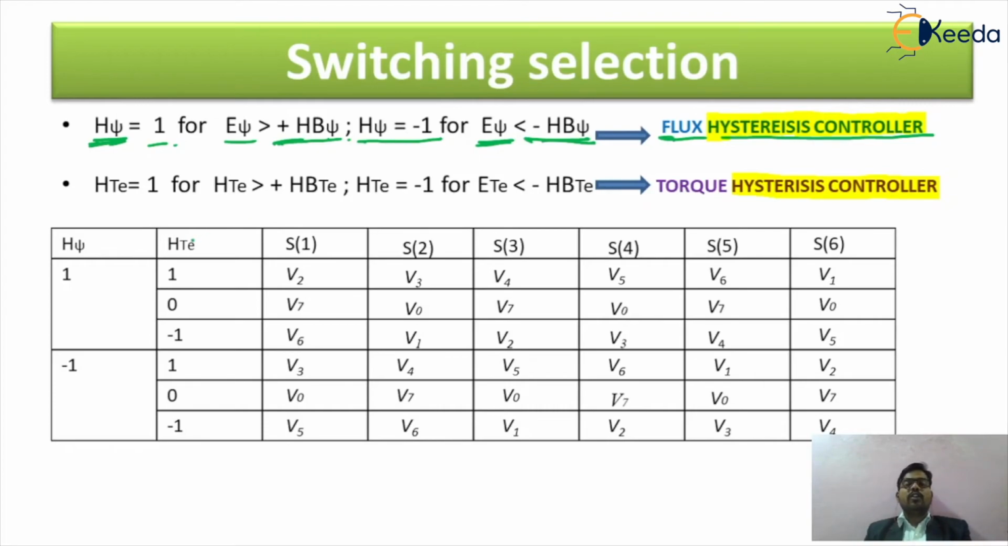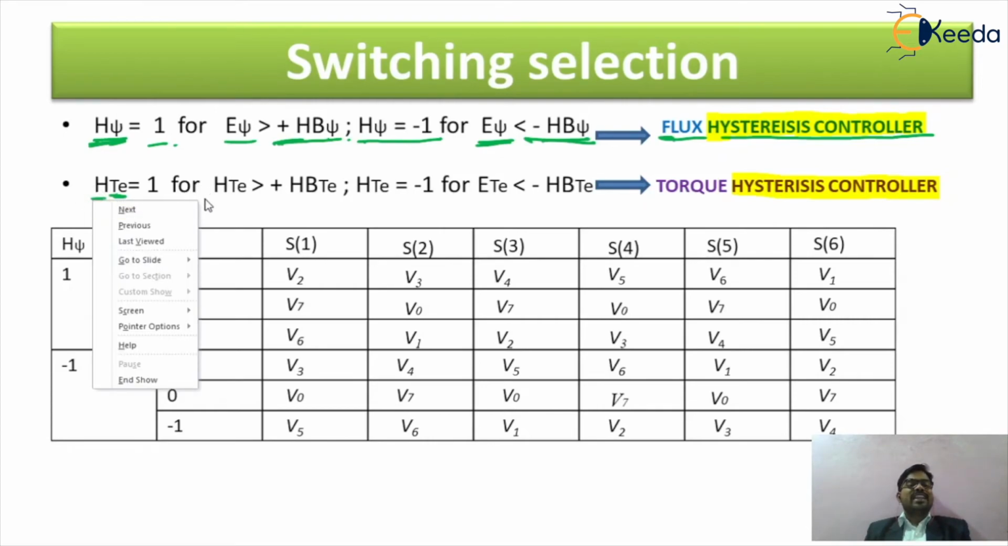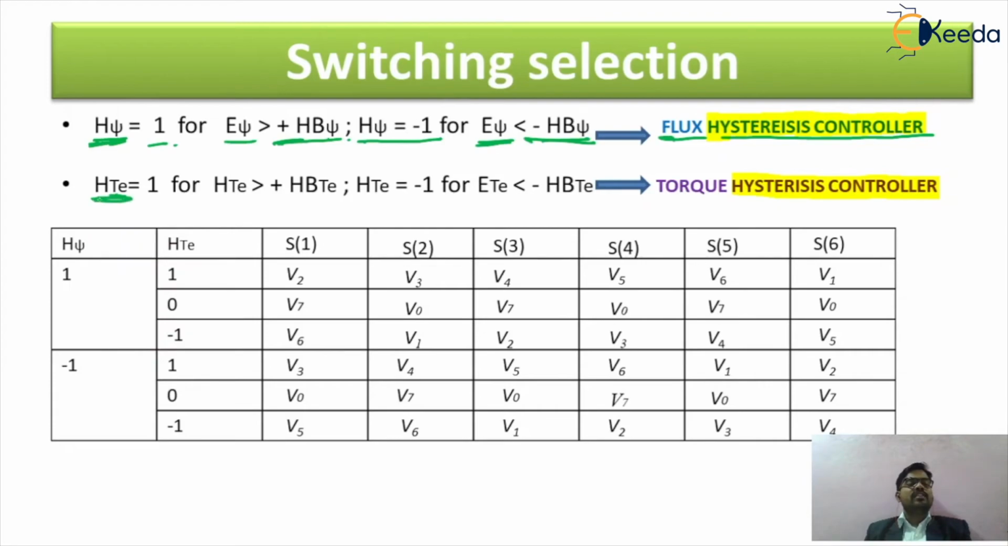Similarly, for the torque hysteresis controller loop, we are controlling the value of the torque with respect to your magnetic flux, which we call the hysteresis control loop. When HTE is equal to 1, the value of ETE should be greater than the positive value of HBTE, and when HTE is -1, the value of ETE will be less than minus HBTE. So these are the basic switching selection fundamentals in concern with your torque hysteresis control.